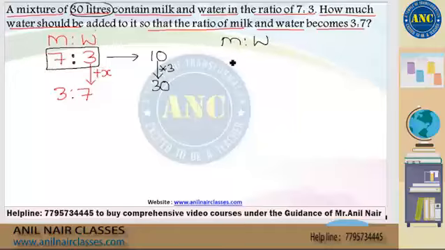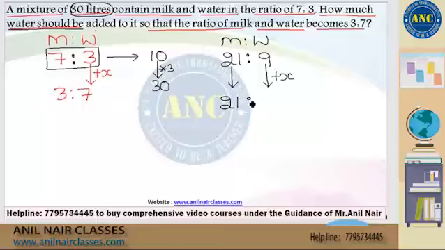Initial volume of milk is 7 into 3, which is 21. 3 into 3 is 9. 21 plus 9 is only 30. Now I am adding some water. How much water should be added? I am adding some water into the vessel. If I add water, milk will not change. That means however much milk was present initially, the same milk will be present finally also.